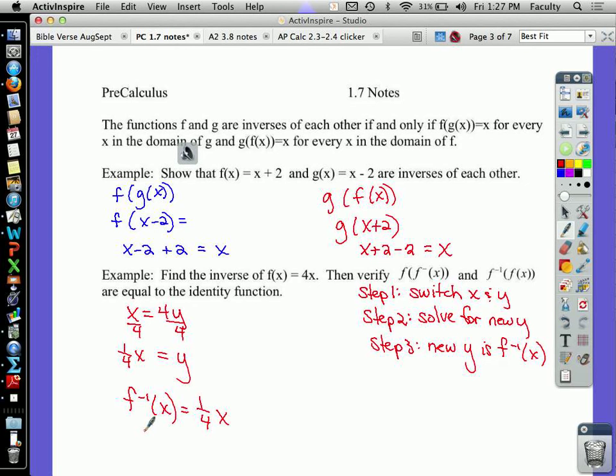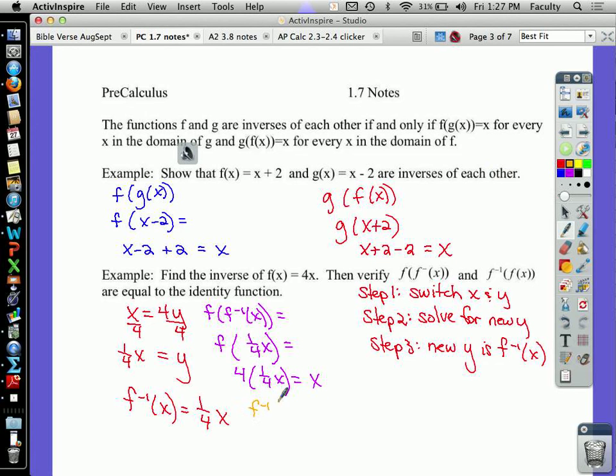And then it says, then verify that f of f inverse of x and f inverse of f of x are equal to x. So let's do that. We're going to do f of f inverse. F inverse of x is 1/4 x. So we go to f of x, and it says 4 times the input. Well, my input is 1/4 x. So that is, in fact, equal to x.